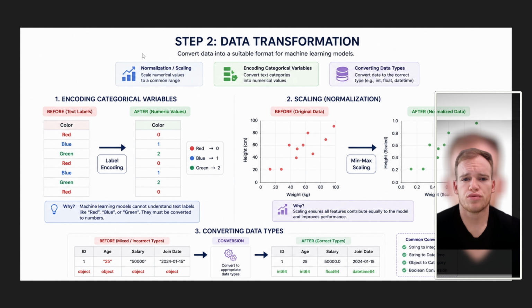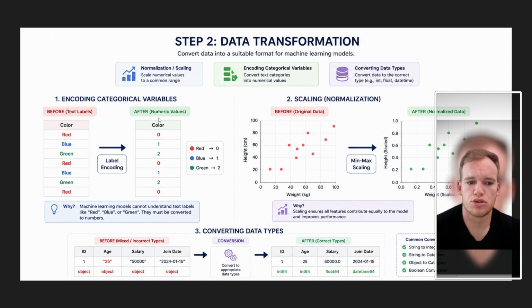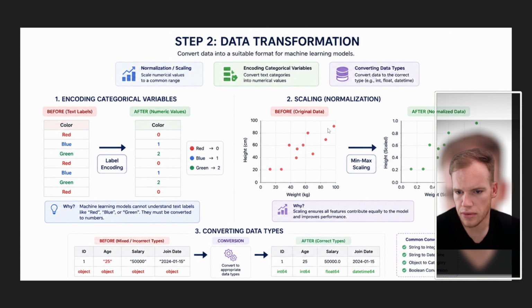The second step is the data transformation step. So we convert data into a suitable format for a machine learning model. For example, in the first step, we encode categorical variables because we have text labels which don't have a meaning to the model. This can be done into groups to have integer values. The second step, which is seen on the right hand side, is either the scaling or the normalization. In this step, for example, we try to scale the different feature values into a common scale.